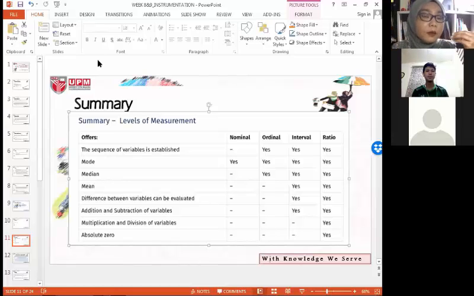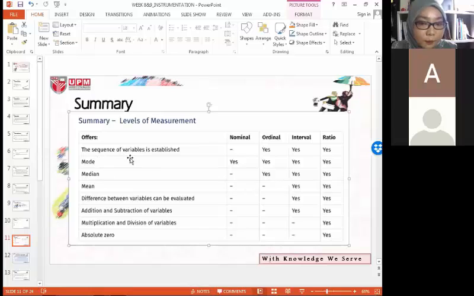Okay, mode ni the highest frequency. The highest frequency of certain the group with highest frequency. Dia bukan setakat frekuensi. Okay, so kalau for mode ni, yes, it is possible to get the mode for nominal, ordinal, interval and ratio. Okay, and then median, it is not applicable.